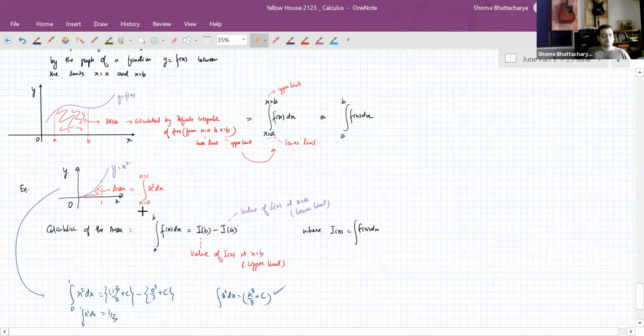So this is the important formula for us. This is how we do the calculation of the area. Okay. So in order to do the calculation, we must know the antiderivative. Without that, we can't calculate.